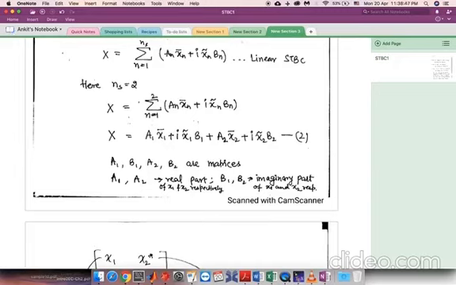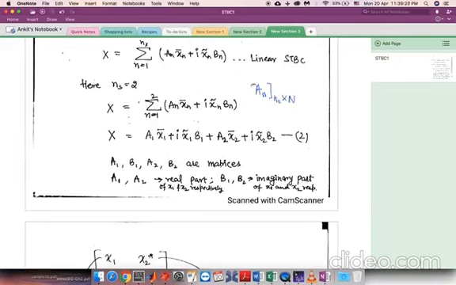A1 is the coefficient of the real part of x1, and A2 is the coefficient of the real part of x2. Similarly, B1 is the imaginary part of x1 and B2 is the imaginary part of x2, right? However, we have already seen the dimension. This AN and BN are matrices of dimension nt into n, right? Where n is the total number of intervals and nt is the number of transmit antennas.